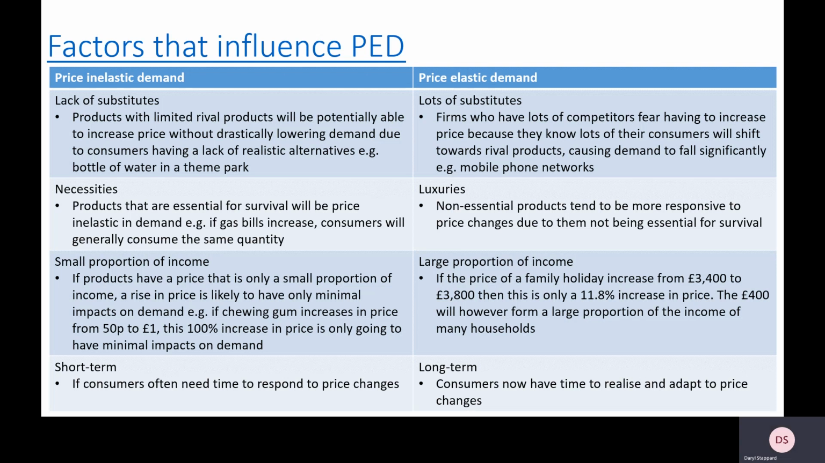Now, a price elastic demand, remember, is where demand is responsive to a change in price. So the change in demand would exceed the change in price. Good reasons for this could be lots of substitutes available. If there are lots of alternatives available, if one business were to raise their price, you would shift your demand to rival products instead.